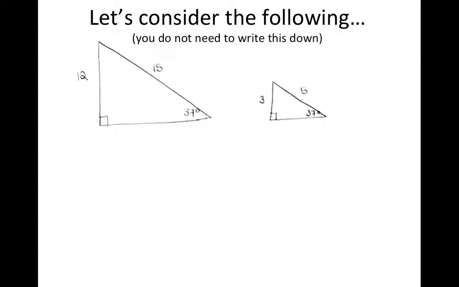Looking at these two triangles, we know they're similar because they both share the same angle measures. We know they both have angle measures of 90 degrees and 37 degrees. We can also see that the sides are proportionate. Here, 12 is proportionate to 3, 15 is proportionate to 5. Therefore, the trig functions are constant for the given angle. Let's take a look to understand this a little further.